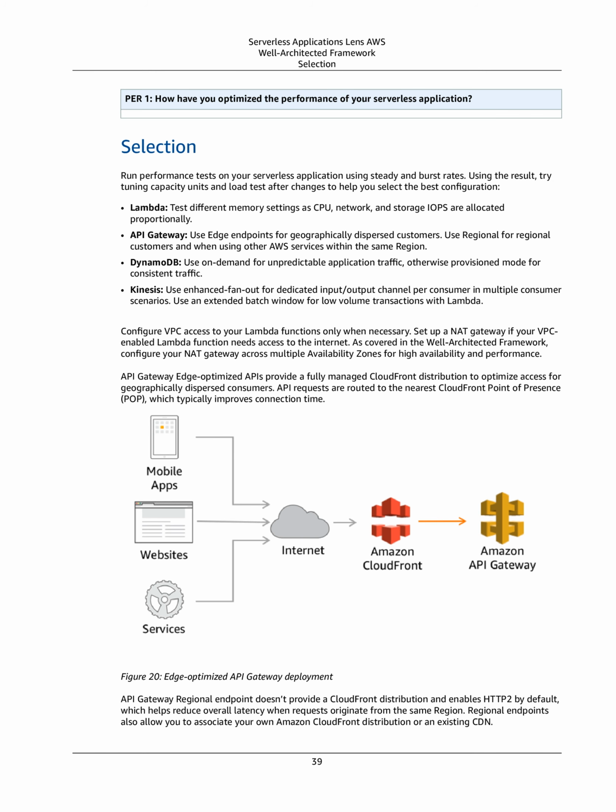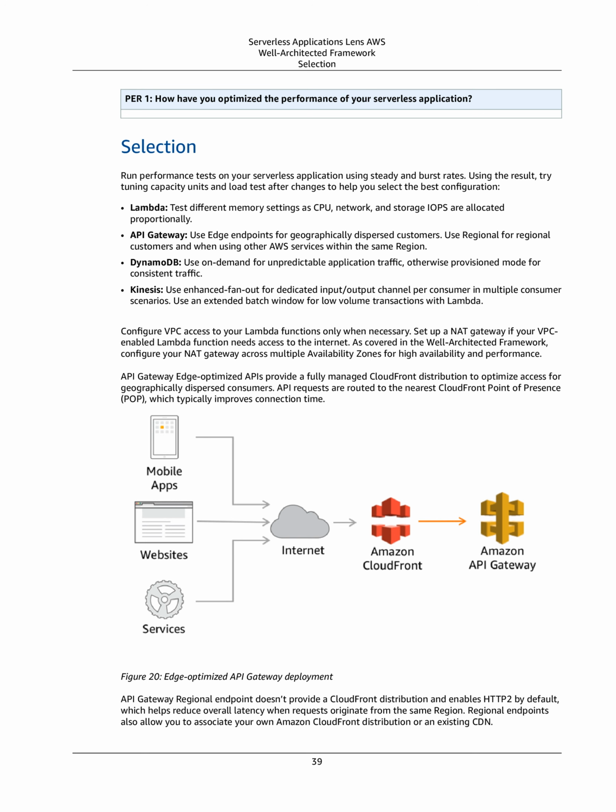PERF 1. How have you optimized the performance of your serverless application? Selection. Run performance tests on your serverless application using steady and burst rates. Using the results, try tuning capacity units and load test after changes to help you select the best configuration. Lambda. Test different memory settings as CPU, network, and storage IOPS are allocated proportionally. API Gateway. Use edge endpoints for geographically dispersed customers. Use regional for regional customers and when using other AWS services within the same region.